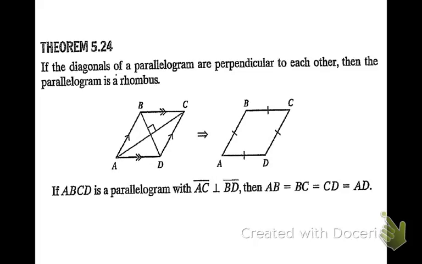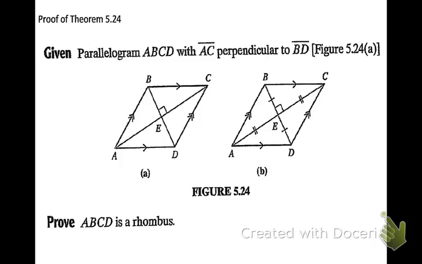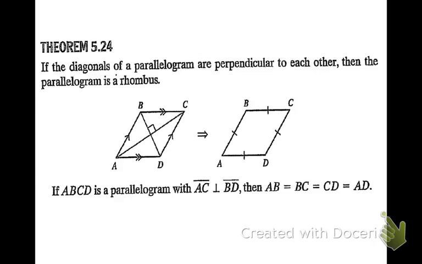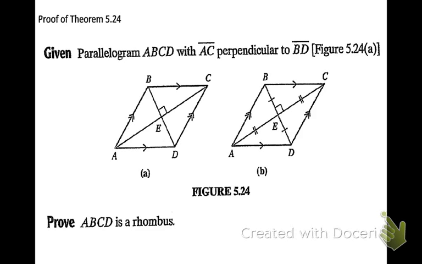Theorem. If the diagonals of a parallelogram are perpendicular to each other, then the parallelogram is a rhombus. So if I apply that statement to this picture, it would say, if ABCD is a parallelogram with AC perpendicular to BD, then AB equals BC equals CD equals AD. We're going to prove it. We're given a parallelogram ABCD with AC perpendicular to BD. We're going to prove that ABCD is a rhombus.